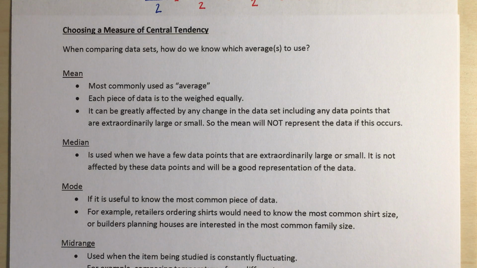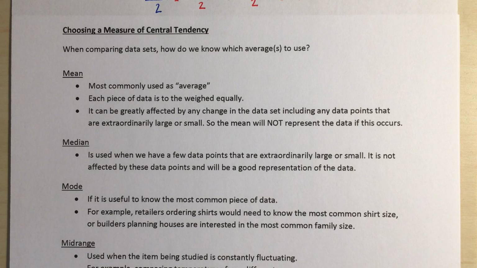Our mean is what's most commonly used as average. So for instance, if we were just talking about your average score or your average test score or something along those lines, generally speaking, we're thinking about a mean. Each piece of data is weighed equally. Means can be greatly affected by any change in the data set, including any points that are extraordinarily large or small. So if you're thinking about, for instance, your average on tests, or your average grade in class, if you have one test that is either really, really good or one test that is really, really bad, that can make a big difference on our mean.